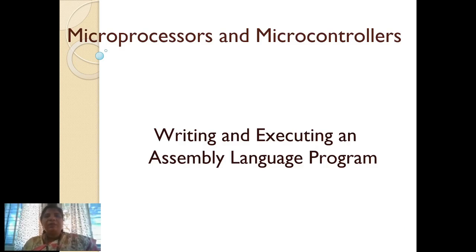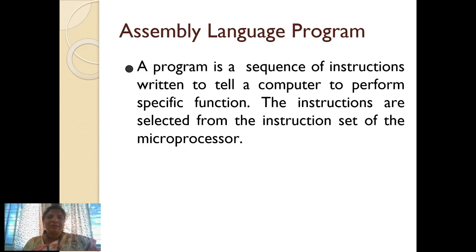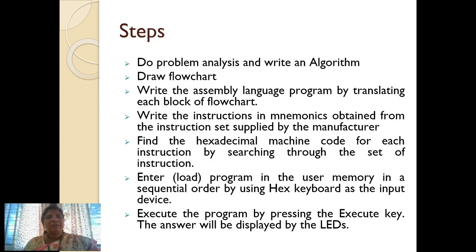In this video, we will understand writing and executing an assembly language program. The assembly language program is a program in which a sequence of instructions is written to tell a computer to perform a specific function. Whatever instructions we use in the program will be selected from the instruction set of a particular microprocessor. So what are the steps we have to follow?